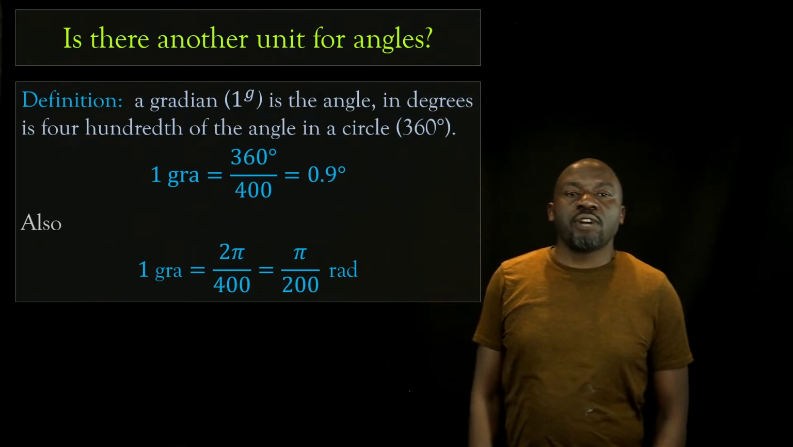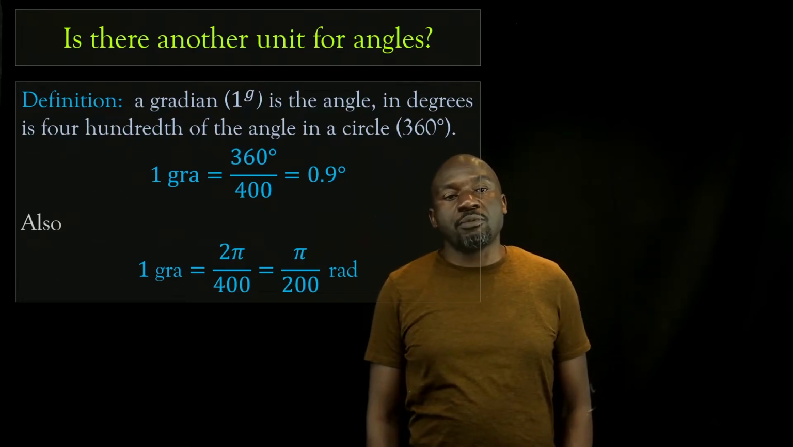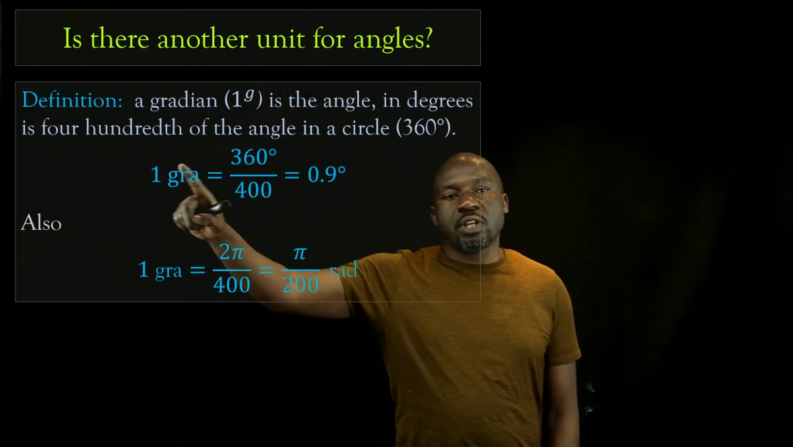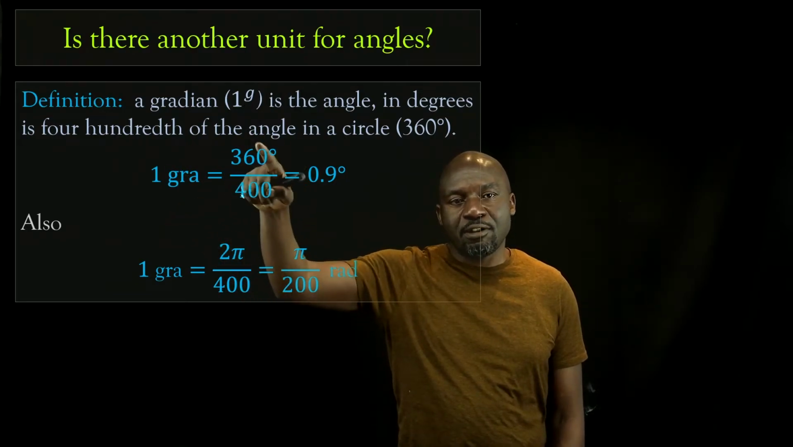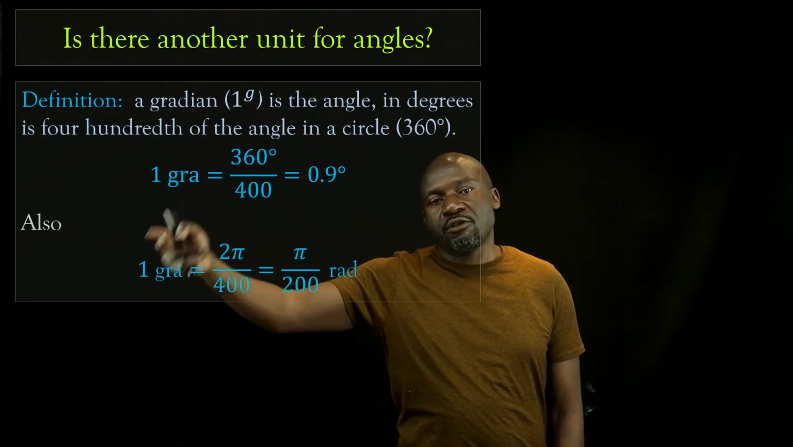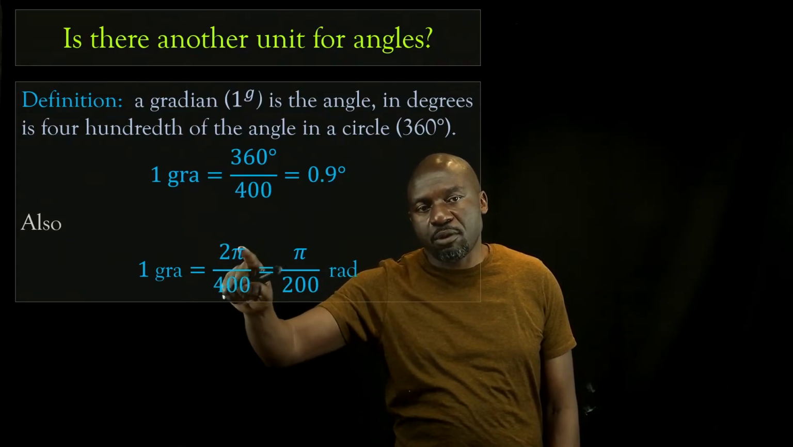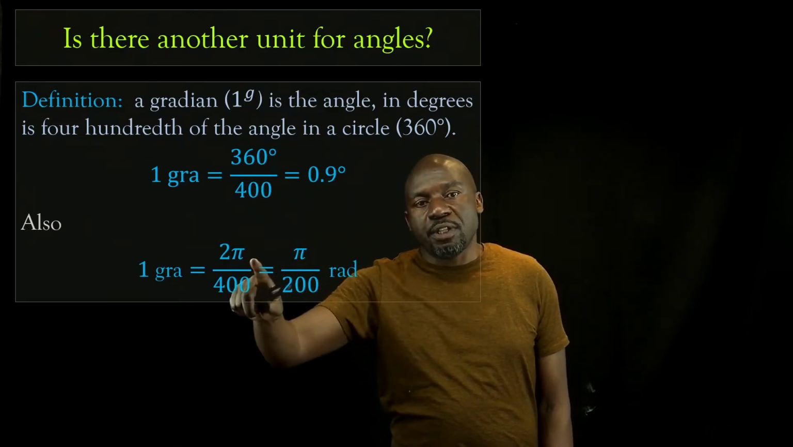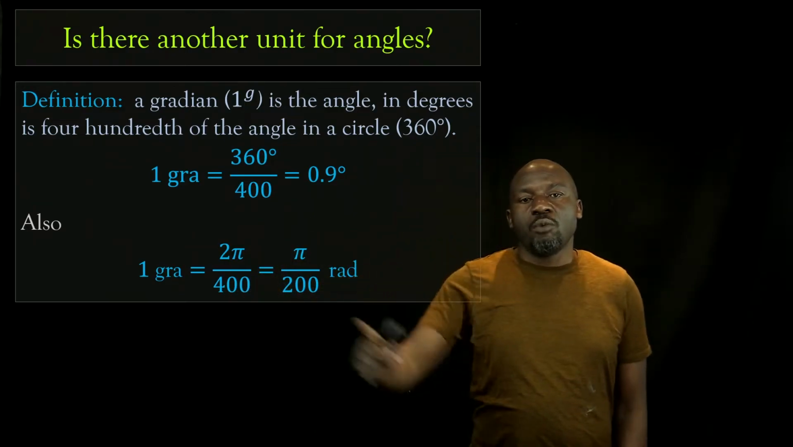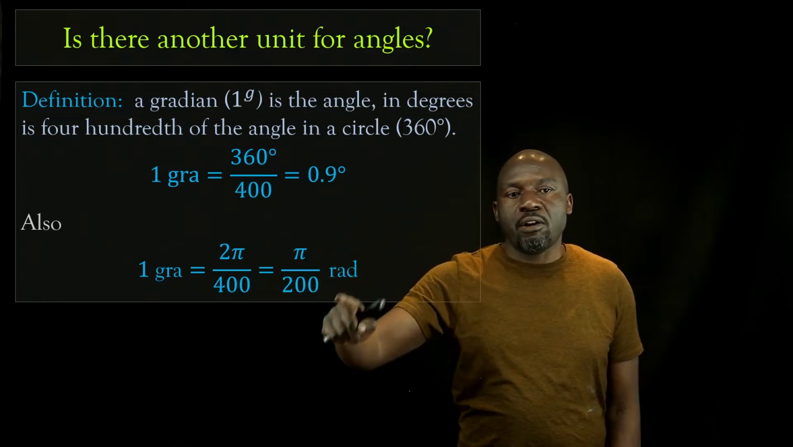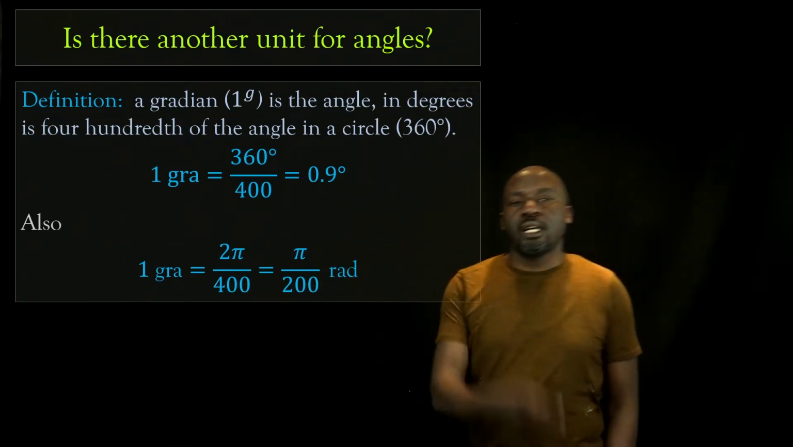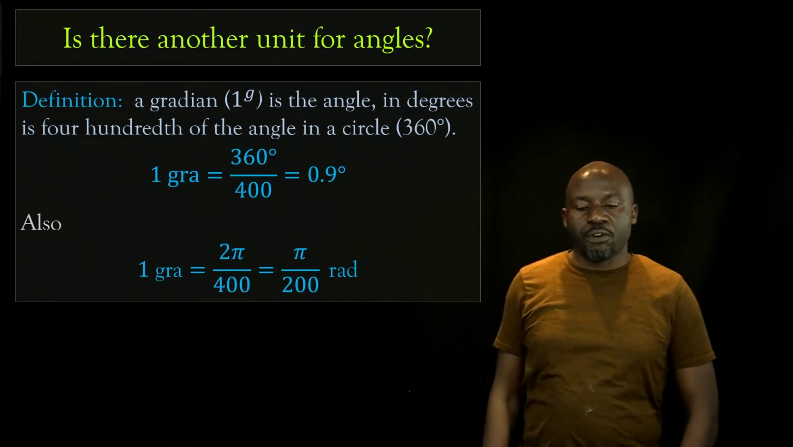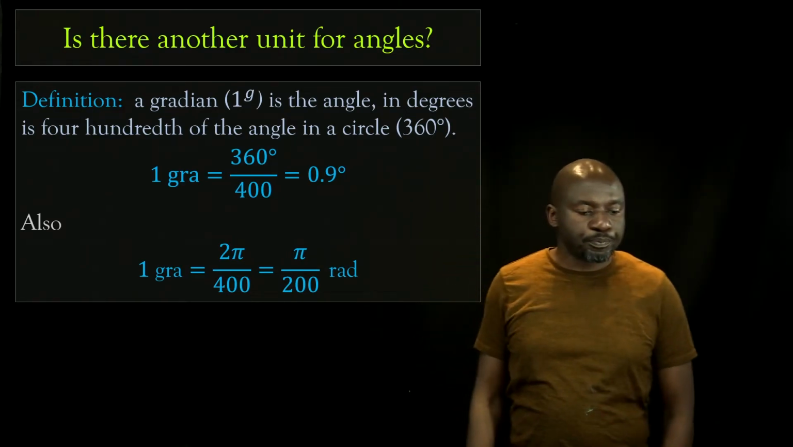We can also write a gradian in terms of radians. We can convert from gradians to radians. So because a gradian is 360 degrees divided by 400, then in radians we would have to take 2 pi, because 2 pi is the equivalence of 360. Okay, and so if we take 2 pi and divide by 400, we get that one gradian is pi over 200 radians. But this information I'm just giving you for personal knowledge. You do not need it for the IB diploma program.